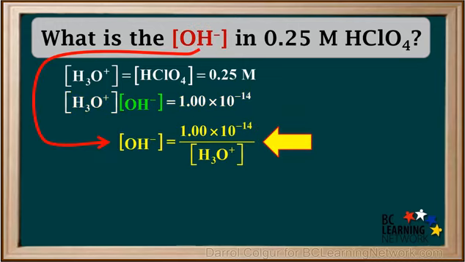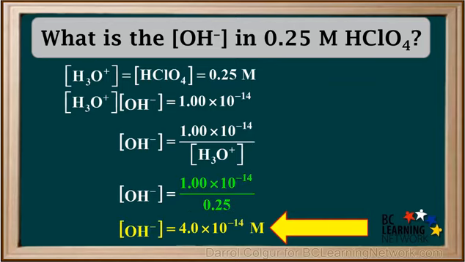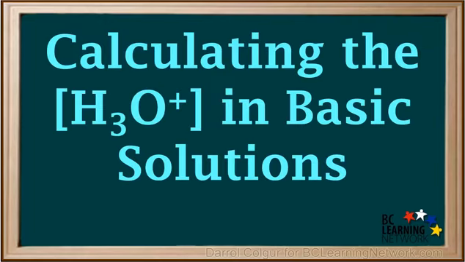We're asked to find the concentration of hydroxide, so we rearrange this equation to solve for the concentration of hydroxide. We substitute 0.25 in for the concentration of hydronium. So the concentration of hydroxide is equal to 1 times 10 to the negative 14th divided by 0.25, which is equal to 4 times 10 to the negative 14th. This is a very low concentration for the hydroxide ion. However, this is what we would expect in a strong acid where the hydronium ion concentration is high.